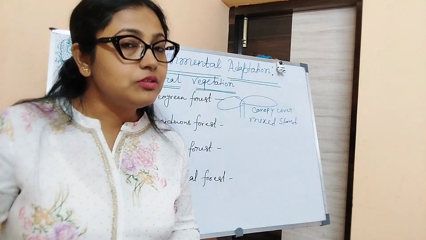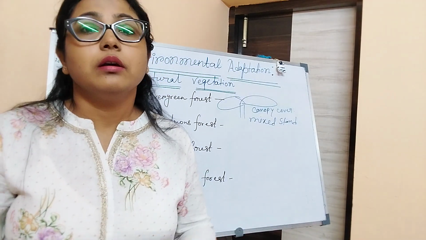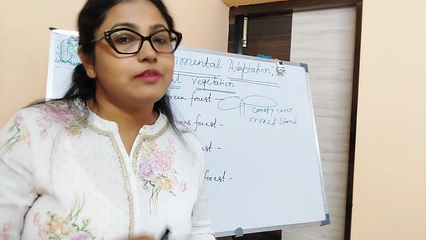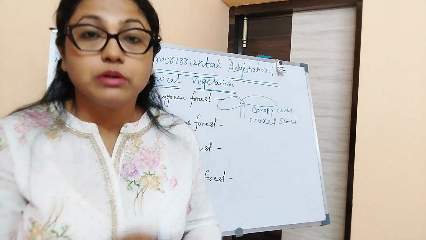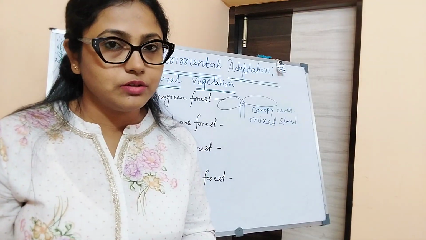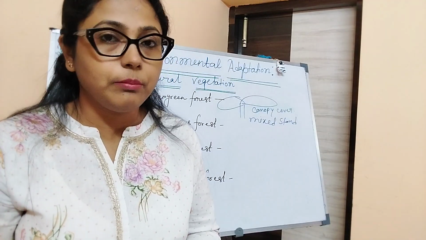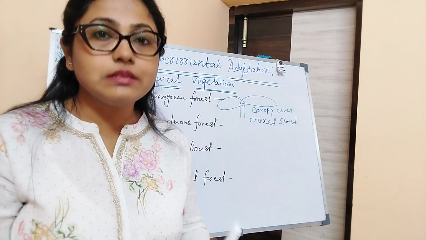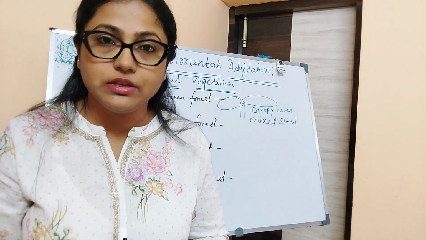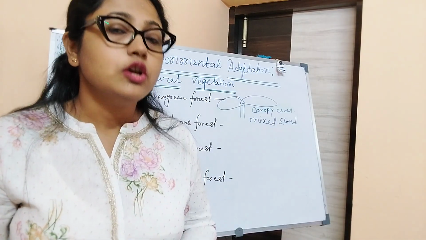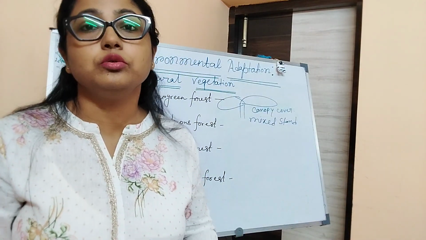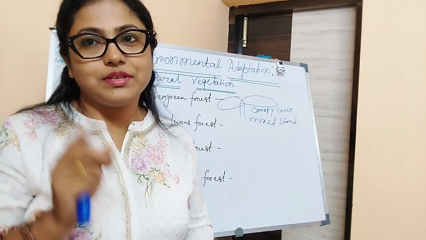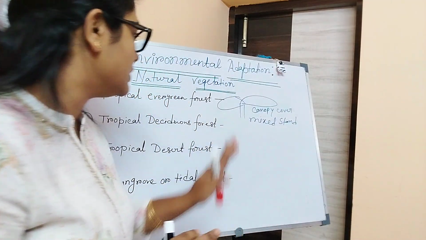Otherwise such big trees, with so many leaves, need water and transpiration also will be maximum, but water storage is very less during the dry period. Rainfall is not happening. So during that time they are shedding their leaves. This is one environmental adaptation. Why are they shedding their leaves? To reduce the loss of water through transpiration. So this is for tropical deciduous forest.